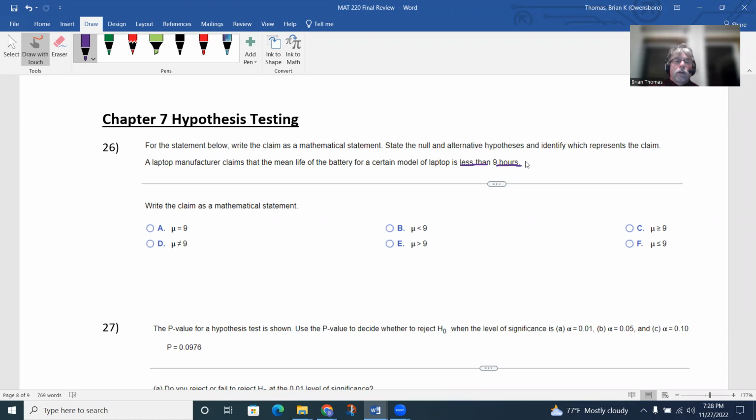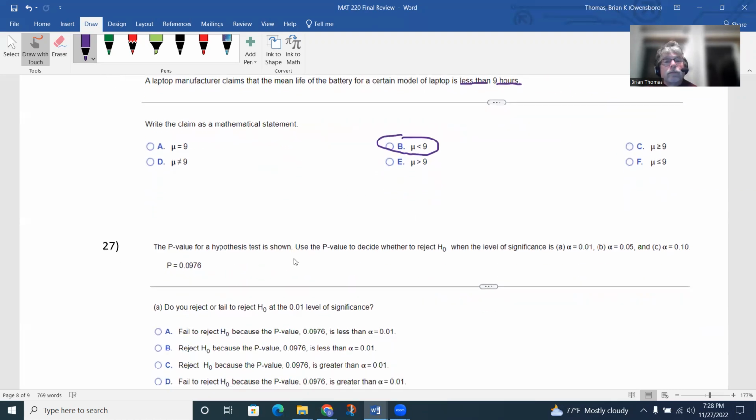That's the claim. So remember, the null hypothesis has to be an equality, and the alternative hypothesis has to be an inequality. So the less than 9 hours has to be the alternative hypothesis. So which statement here gives us the less than 9? Write the claim as a mathematical statement. The mathematical statement would just be: the mean life is less than 9 hours is going to be our claim. Okay.